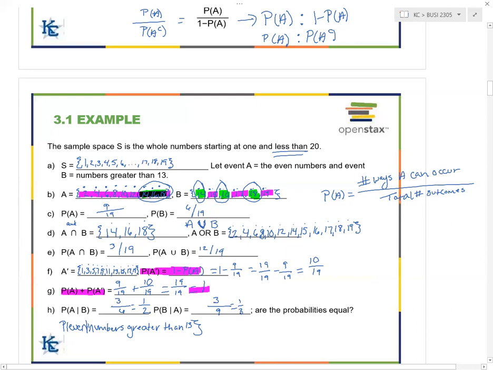And we see here that these probabilities are not equal. So it's important to know that the probability of A given B is not always equal to the probability of B given A. Okay, so I would write this somewhere in my notes. A lot of students want to make those two things equal because they look similar, but they're not the same thing.